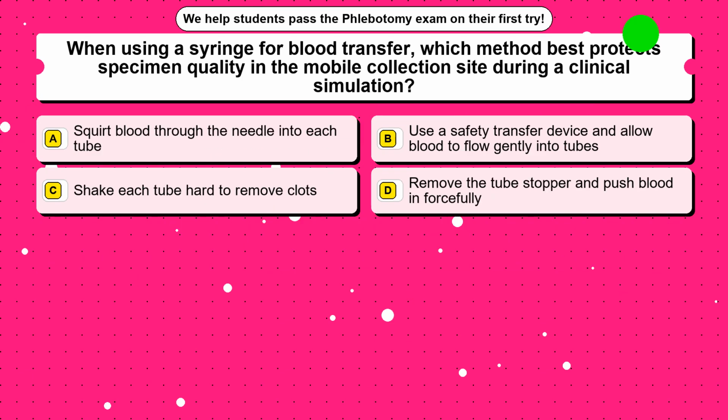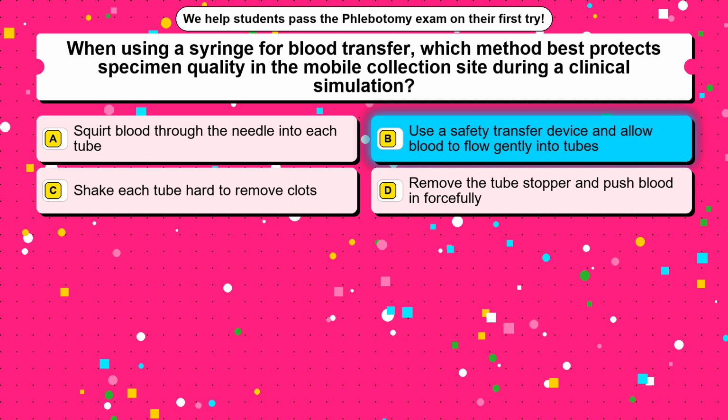Question 57. When using a syringe for blood transfer, which method best protects specimen quality in the mobile collection site during a clinical simulation? Option A. Squirt blood through the needle into each tube. Option B. Use a safety transfer device and allow blood to flow gently into tubes. Option C. Shake each tube hard to remove clots. Option D. Remove the tube stopper and push blood in forcefully.